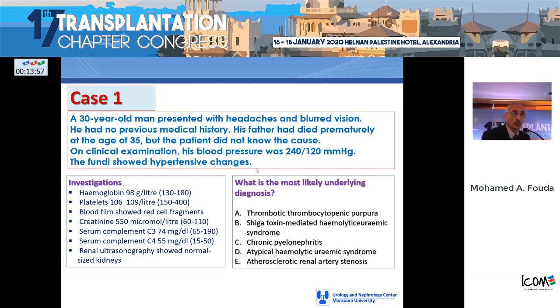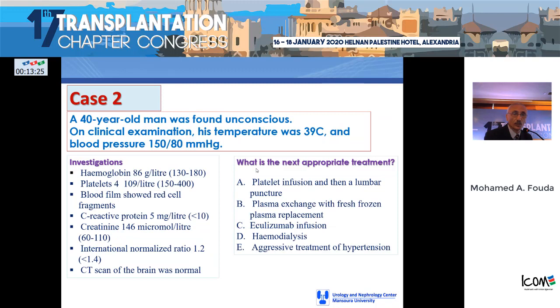Case number 1, a 30-year-old man presented with headache, blurred vision, and had no previous medical history. His father had died prematurely at the age of 35, but the patient did not know the cause. On clinical examination, his blood pressure was extremely high, and the fundi showed hypertensive changes. Investigation showed anemia, thrombocytopenia, and red cell fragments in blood film, high creatinine, normal C3 and C4, and normal size kidneys by ultrasound. The question is, what is the most likely underlying diagnosis? I will answer D, atypical hemolytic uremic syndrome.